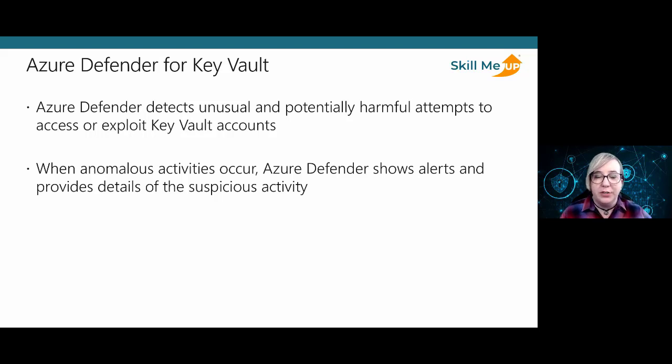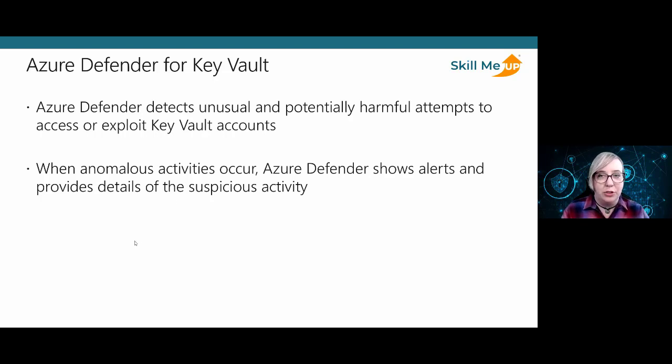So you'll want to turn this on and you'll want to make sure that there's some sort of tracking happening within the environment. So Azure Defender will track unusual and potentially harmful attempts to access or exploit Key Vault accounts. So you'll want to make sure that you've got this environment at least protected on so many fronts because of the fact that that's a big spot of vulnerability related to your applications, to your environments as a whole. And you'll want to know when any sort of anomalous activities occur.